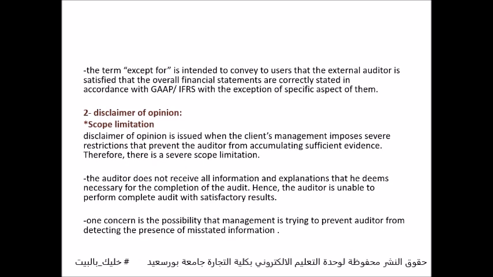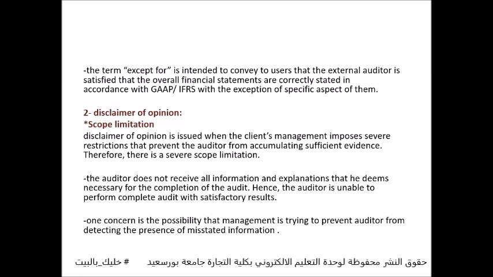The term "except for," which is mentioned in the opinion paragraph when the auditor qualifies his opinion, is intended to convey to users that the external auditor is satisfied that the overall financial statements are correctly stated in accordance with GAAP or IFRS, with the exception of specific aspects of them, which will be mentioned after the term "except for."